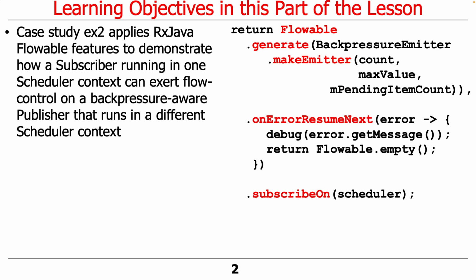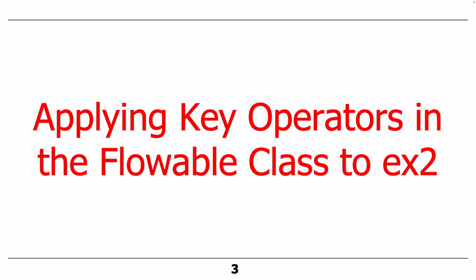And so what we're going to do here is show how to apply the RxJava Flowable class and the various features of its operators to show how a subscriber running in one scheduler context, in one thread in a thread pool, for example, can exert flow control on a so-called back pressure aware publisher that's running in a different scheduler context. So that's basically the big picture view of this.